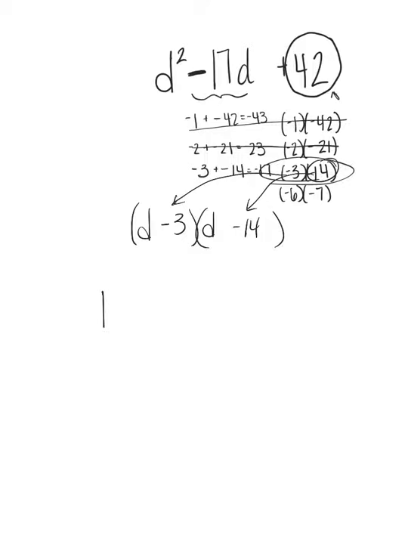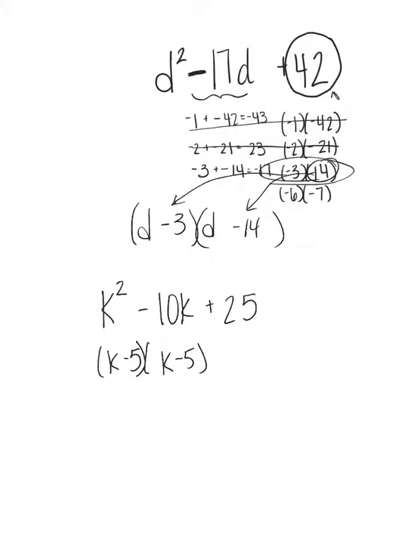I'd like you to do k squared minus 10k plus 25. Pause me and see what you get. Hopefully you got k minus 5 times k minus 5. If you don't know how I got this, go ahead and watch this little excerpt.